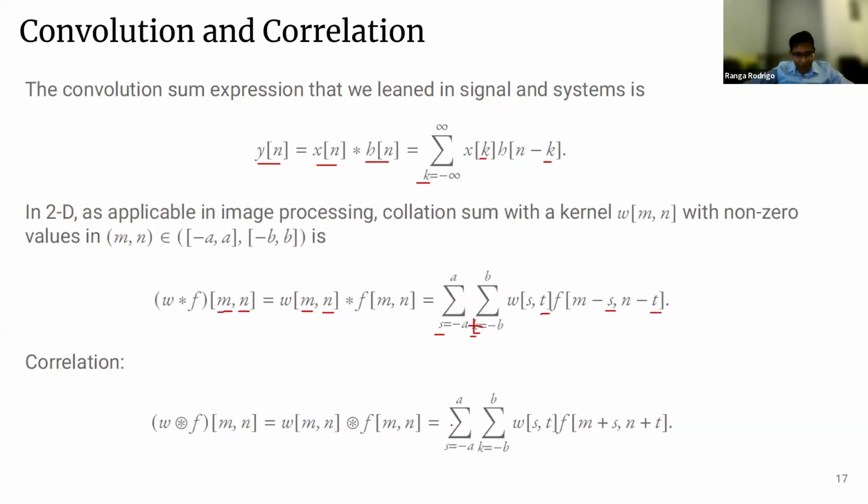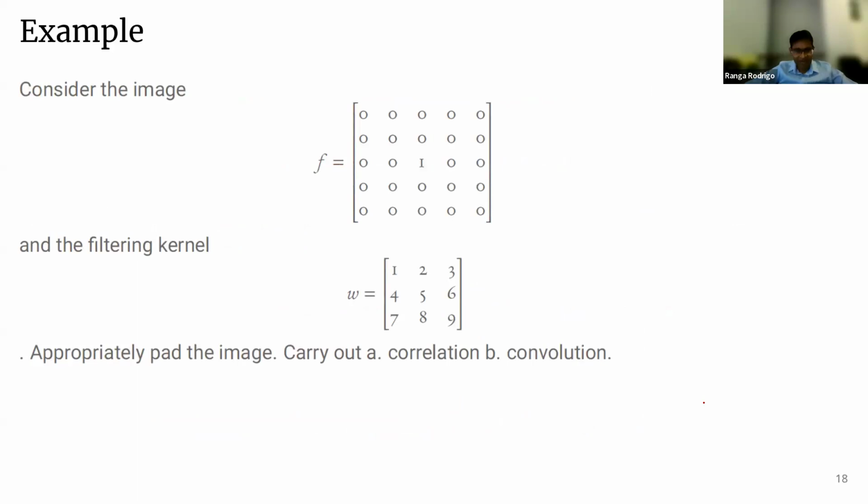So correlation, in the correlation, you should notice the difference. In the correlation, you can see that this negative sign is not there. Negative sign is not there. So what that means is the image or the kernel is not flipped in the correlation. In the convolution, it is flipped. So I'll show with an example what happens.